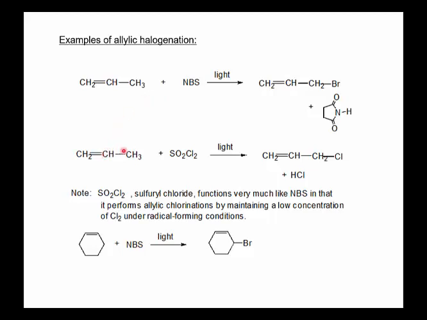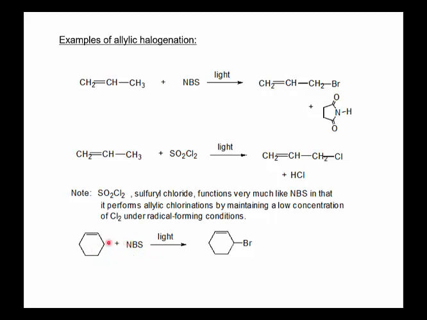Here's an example of allylic chlorination using sulfuryl chloride. You mix the alkene and the sulfuryl chloride with light. I mentioned you can also use peroxides in trace amounts. You get the allylic chloride product. Okay, here's another example using cyclohexene, mixing it with NBS and light. Now, these are mixed one to one.